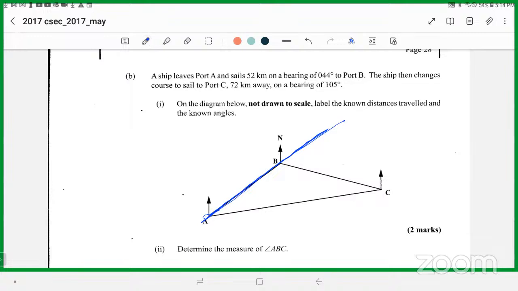So again, this is the from position. We're going to show that information on the diagram. This is a north line. I'm just going to extend it.